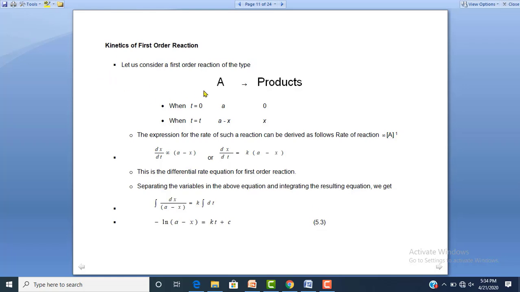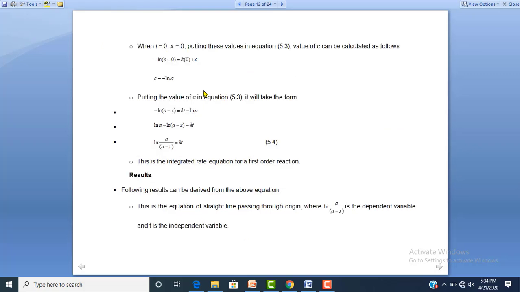When we derive a rate constant expression for the first order reaction, we ultimately obtain equation 5.4, according to which log natural a over a minus x is equal to rate constant k into time, and this is the equation of a straight line that passes through the origin.